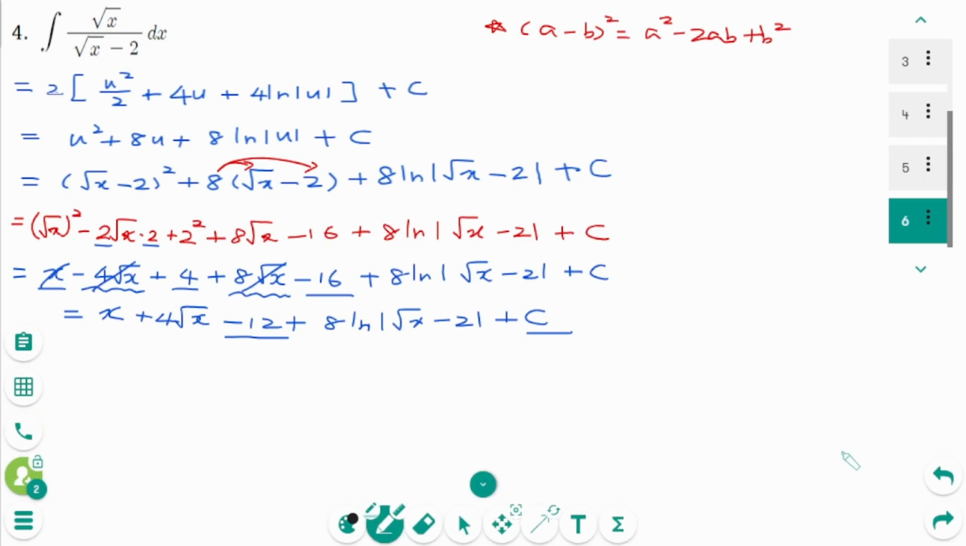In order to make the last answer c, I will change all parts written in c to c1, like this. The final answer is x plus 4 square root of x plus 8 at an absolute value of square root of x minus 2 plus c, where minus 12 plus c1 becomes c.